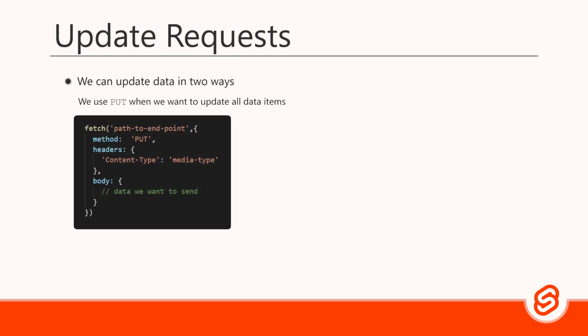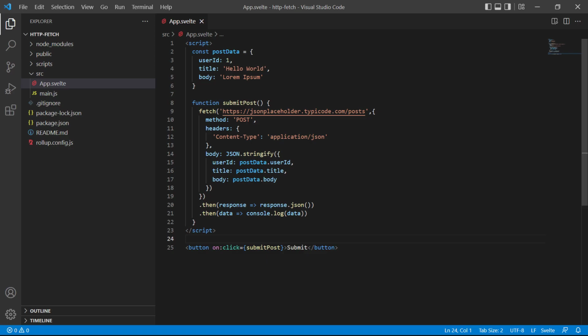As mentioned, we use the put request when we want to update all the items in our data. For example, if we want to update all the keys in our posts object. In essence, what we're doing is replacing the entire data entry with new values. For our example, we'll update the first post in the list with new values.